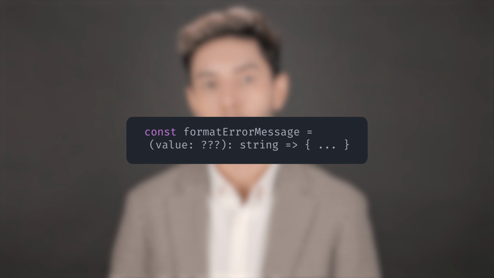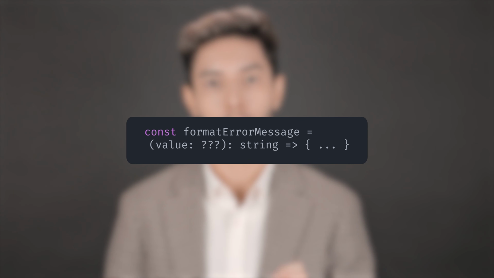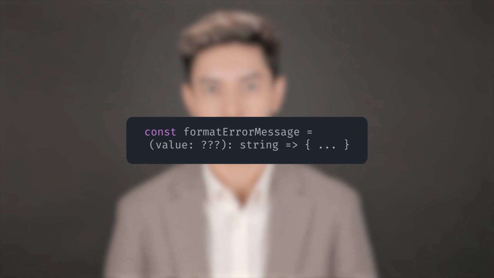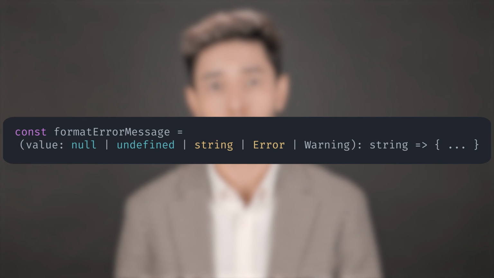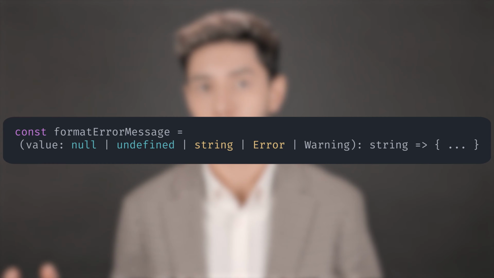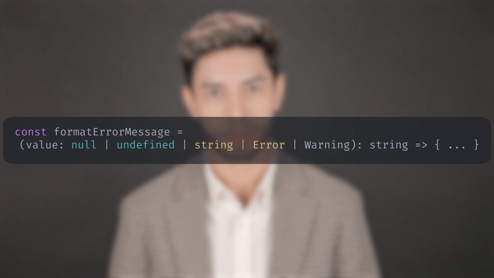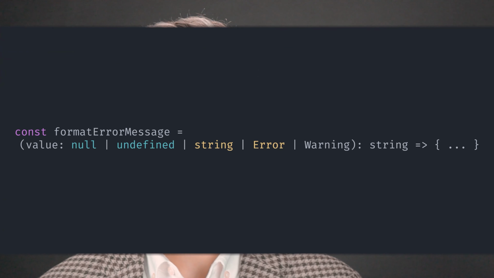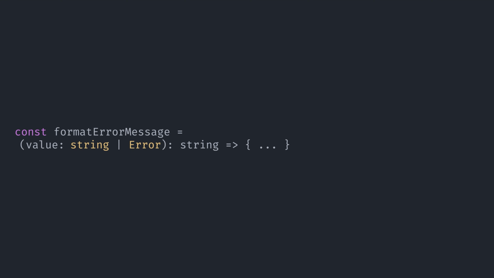In this video, I want to show you the fundamental type guards in practice. To do that, we will build a function that formats error messages before showing them to the end user. Our function should be able to receive multiple different types and return a formatted error message. Are you ready? We'll start by supporting only 2 types, string and error.